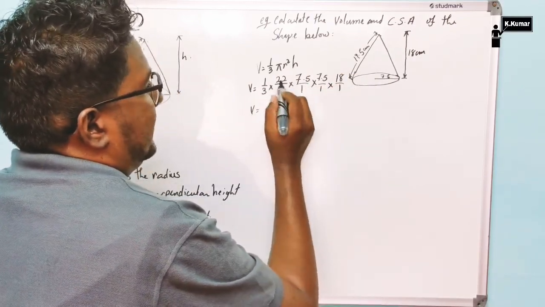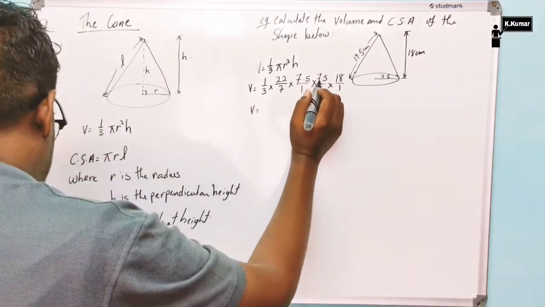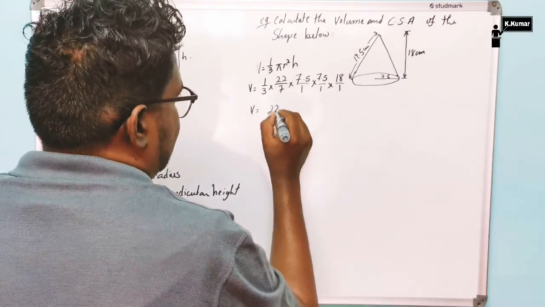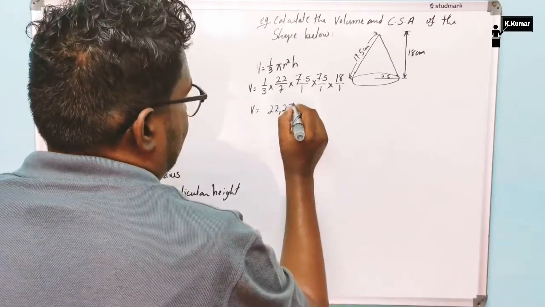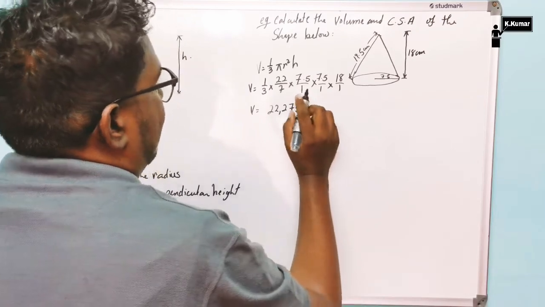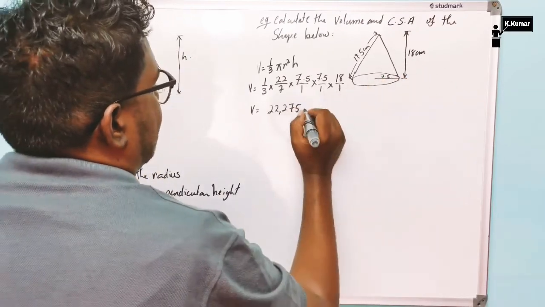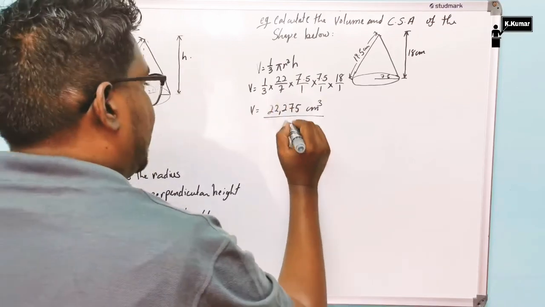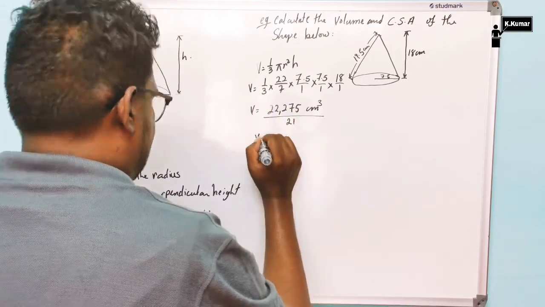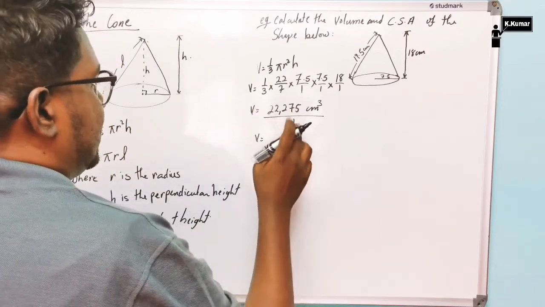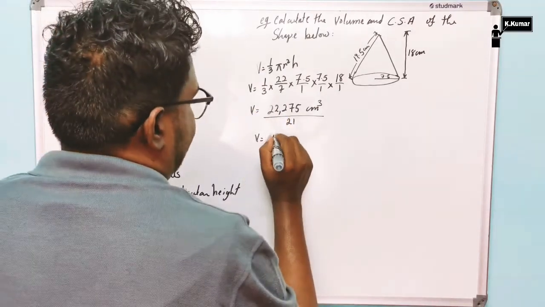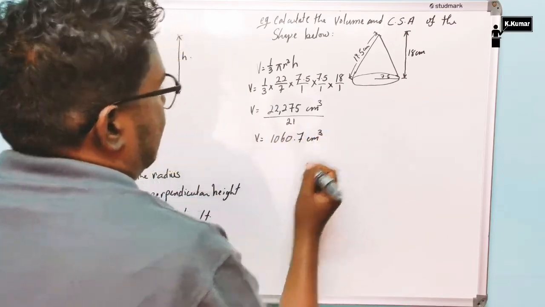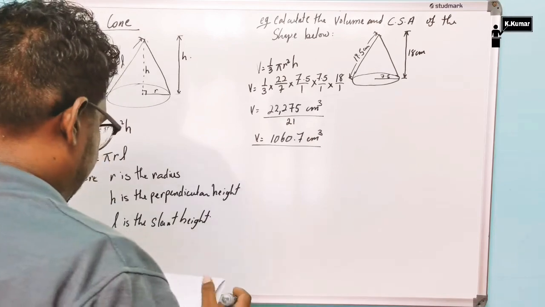V is equal to 1 times 22 times 7.5 times 7.5 times 18, and that's going to give me 22,275. So this is cm, cm, cm. So there's going to be cm cubed, divided by 3 times 7, which is 21. So the volume is equal to 22,275 divided by 21, which is going to give me 1,060.7 cm cubed. So that's the volume.